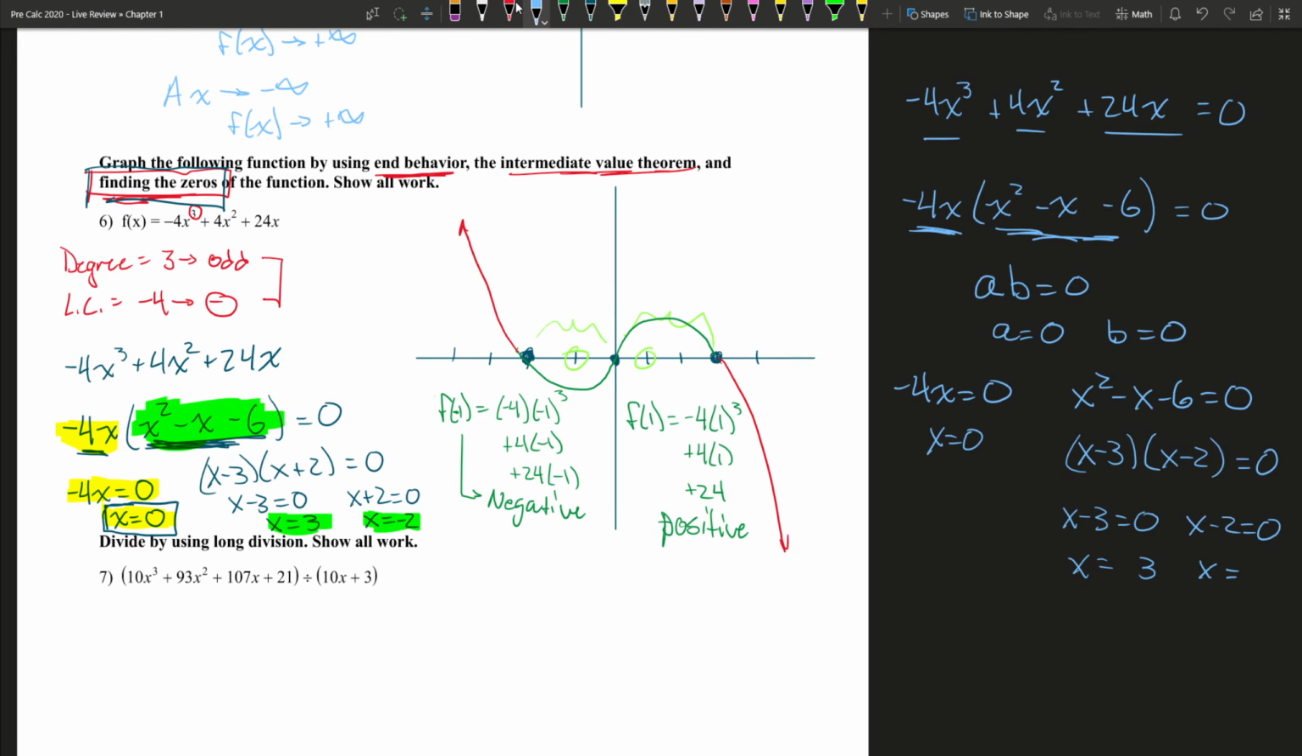One of those should be a positive. All right, so when we do all that, when we factor it out the first time, we get x equals 0. And then if we continue to factor, we get these two things. I'm hoping that answers your question.